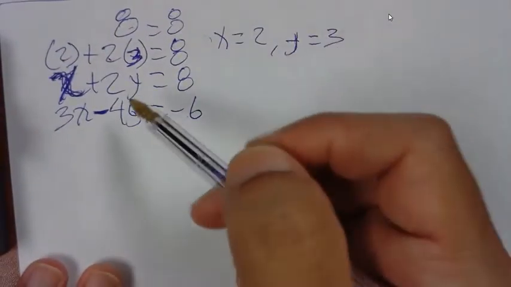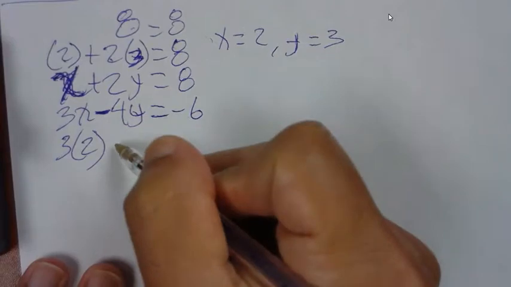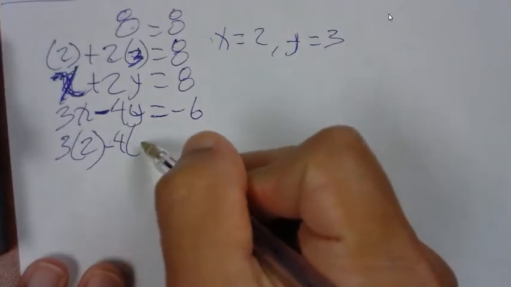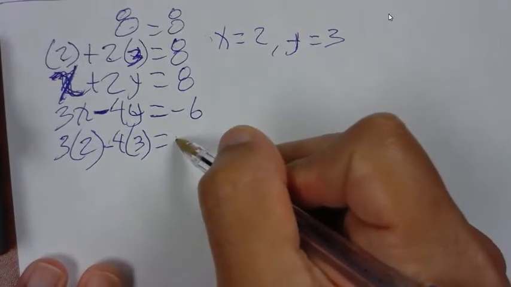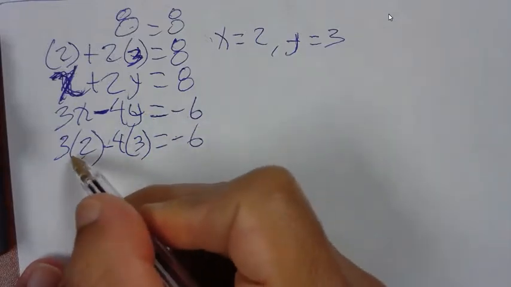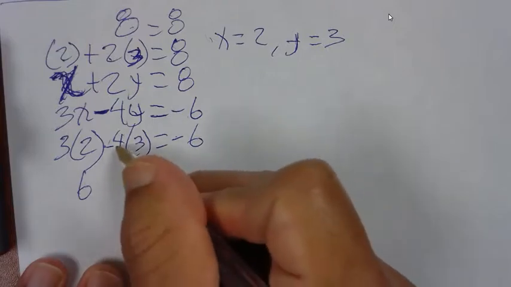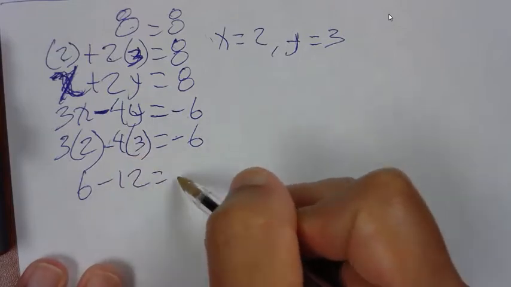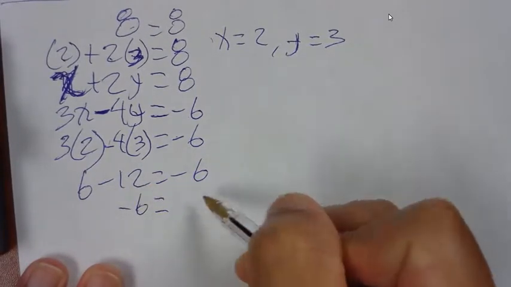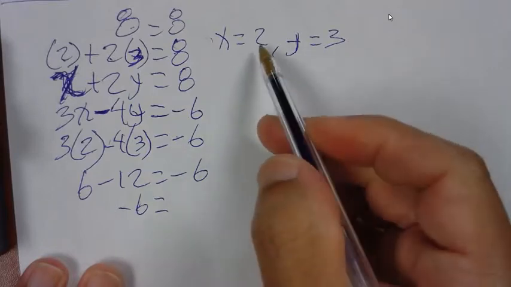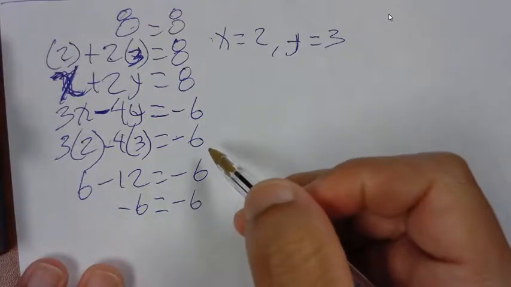Okay, and same thing here. If I substitute 2 for the x and 3 for the y, that equals -6, because 3 times 2 is 6. I'm going to write that down there. And -12 here, and 6. 6 minus 12 is -6. So I knew that was going to work. Those two values were going to work, and they do. They solve the system of equations.